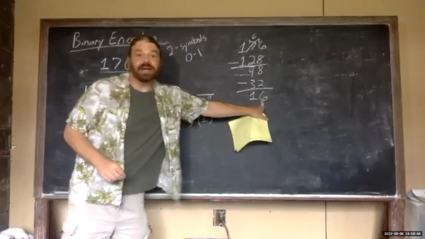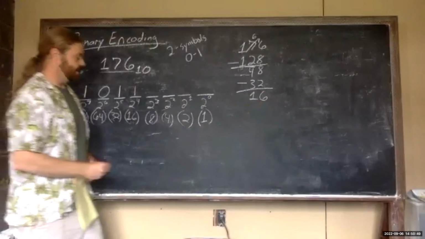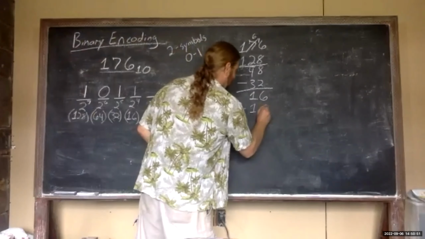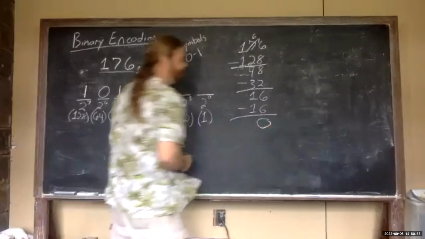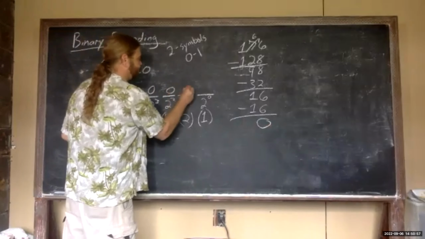So we still need to account for 16. Our next column covers 16. And we don't have anything left to account for in this particular number. So the rest of these are all going to be zeros.